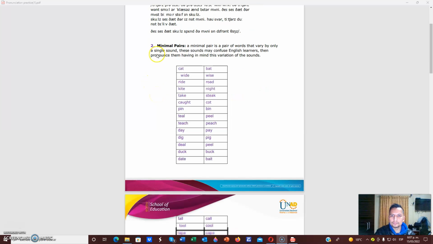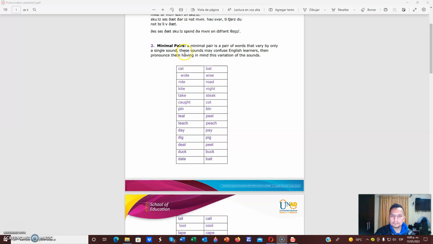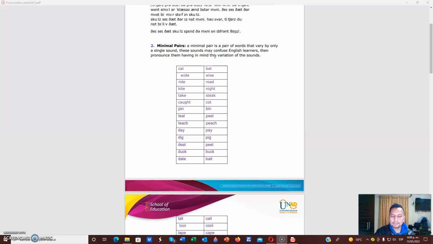Exercise number 2. Minimal pairs. A minimal pair is a pair of words that vary by only a single sound in English. Write their pronunciations, having in mind this variation of the sound.